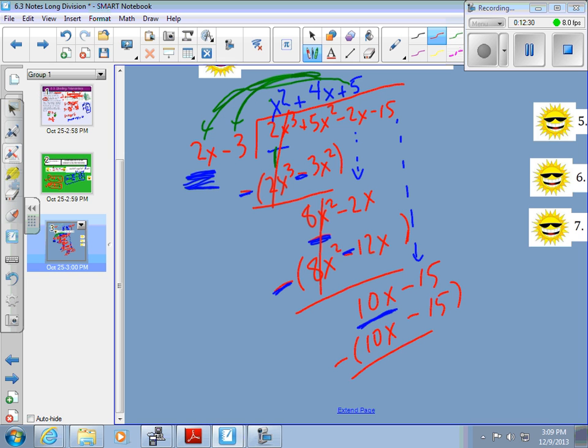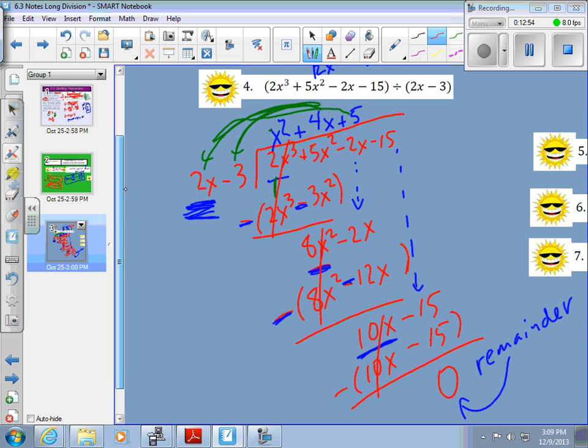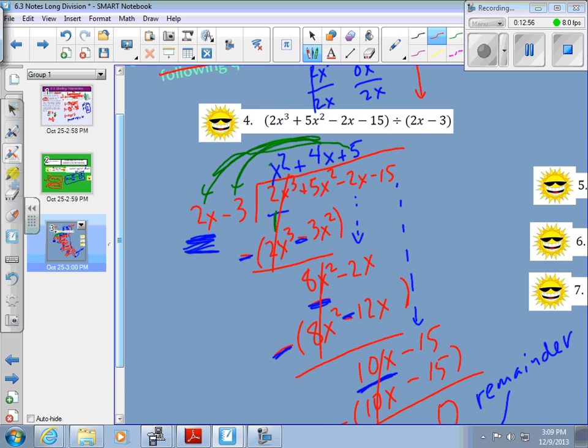We want to subtract that. These will always cancel out. And what we're left with is negative 15 minus negative 15. Negative 15 minus negative 15 is like negative 15 plus 15. There's nothing left over. That last number, that is your remainder. And if you end up getting a 0, that means there is no remainder in this one. So if we divide these two polynomials right here, the answer is what is right here. So the answer would be, for number 4, x squared plus 4x plus 5.